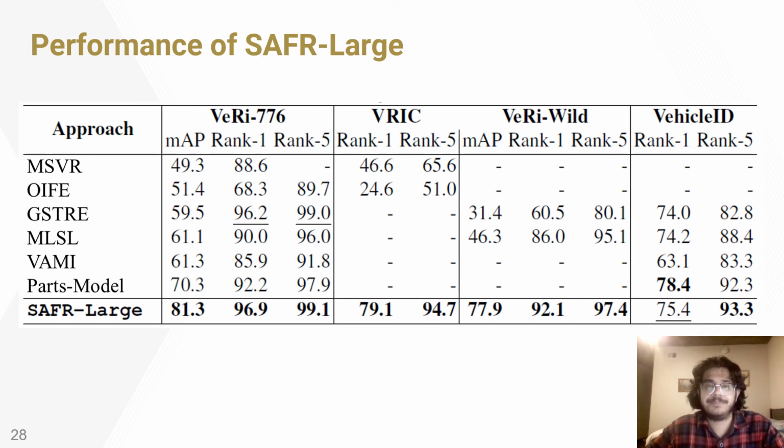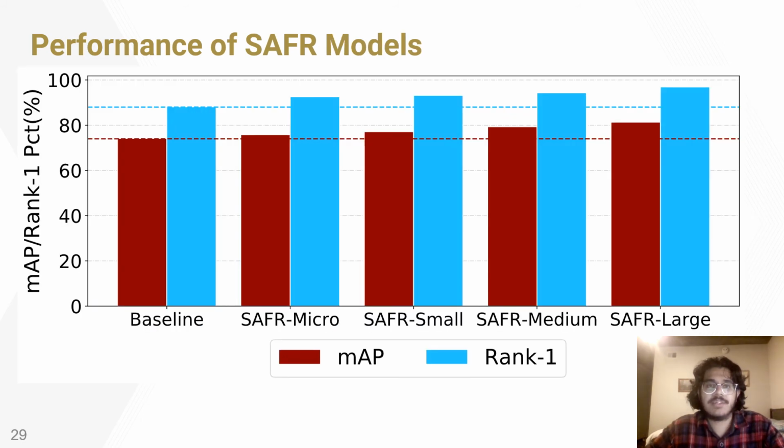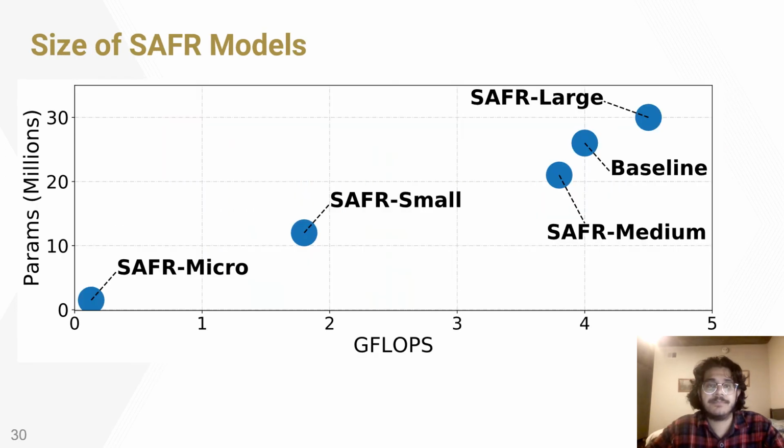We also test our models against a baseline that uses ResNet 50 but no attention modules or bag of tricks. Each of our models, including SAFR Micro for edge and mobile devices, performs better than the baseline since they have attention modules and bag of tricks to improve accuracy. The models are also small. SAFR Micro has only 1.5 million parameters.